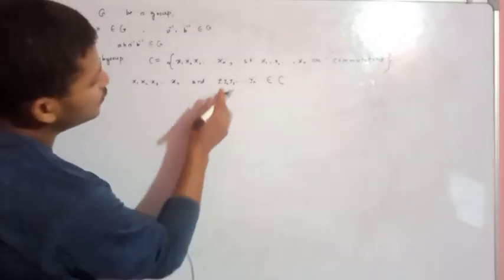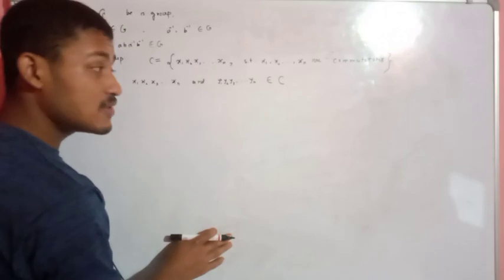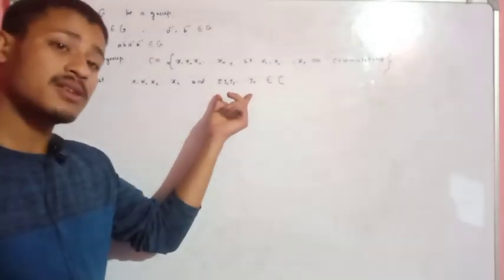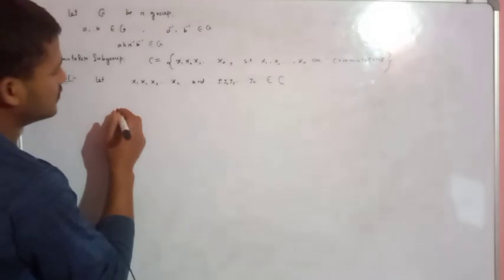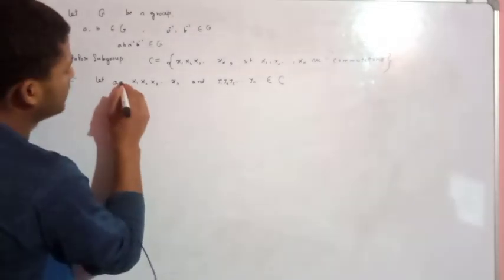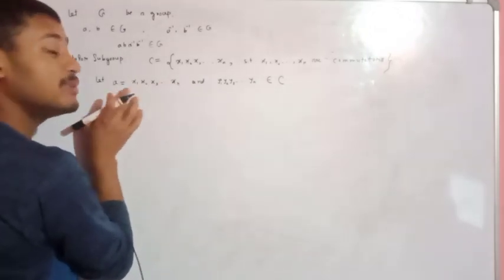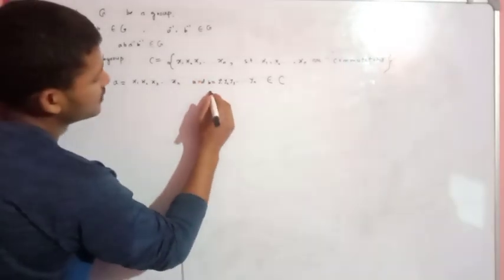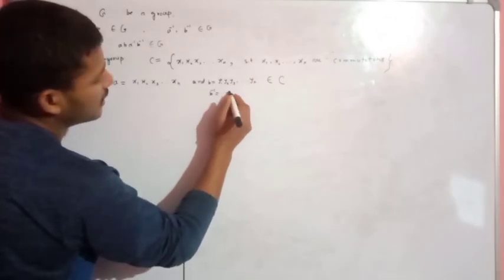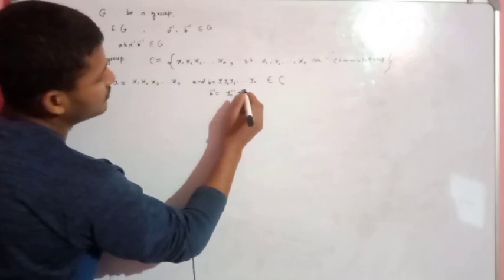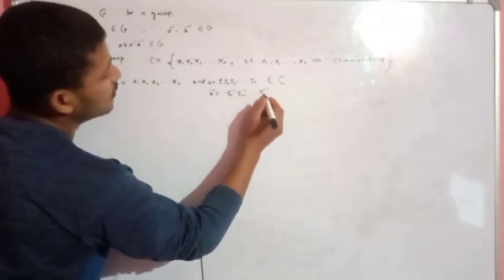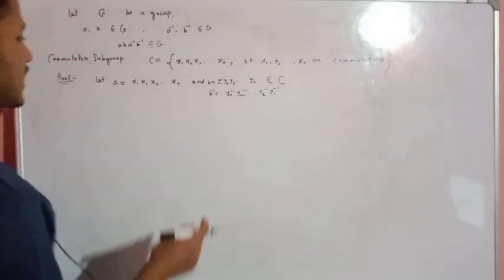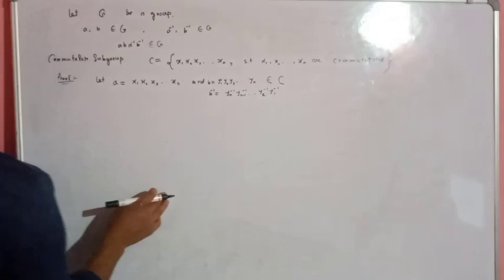You have to show that x1, x2, x3, ..., xn times the inverse of y1, y2, ..., yn belongs to C. Now tell me, if y1, y2, y3, ..., yn is a product of commutators, what will be the inverse of this element? Let's call the first one A and the second one B. Now what is B inverse? It will be yn inverse, yn minus 1 inverse, ..., y2 inverse, y1 inverse, right? Now you have to show that B inverse belongs to C.